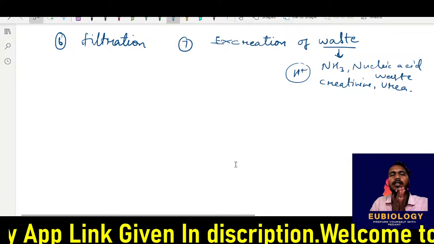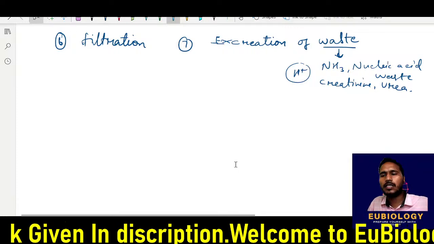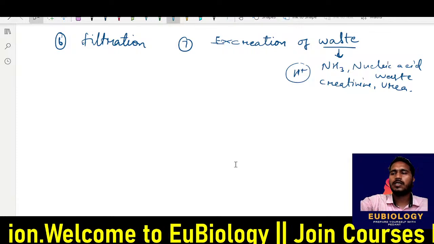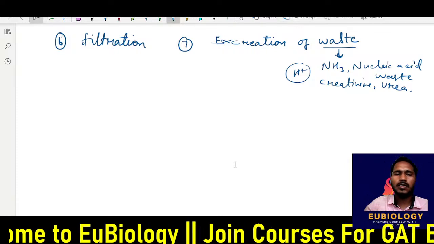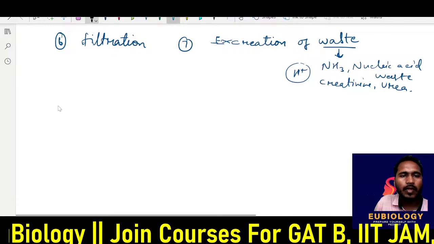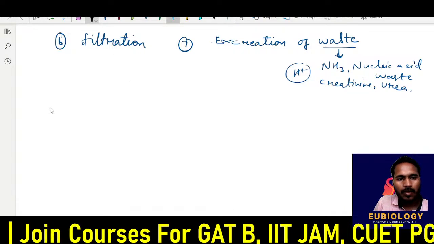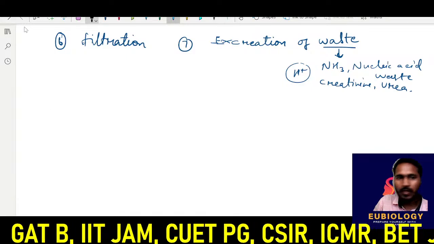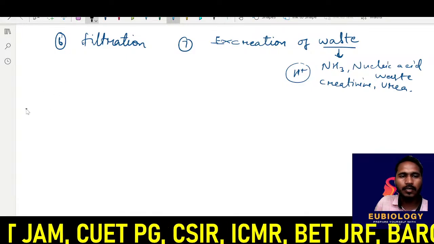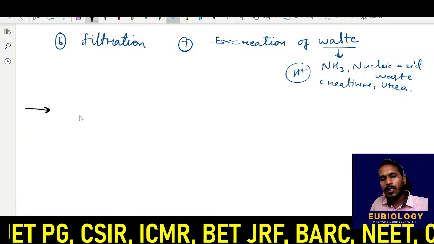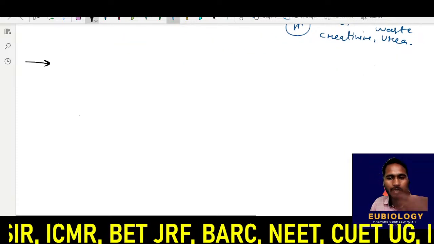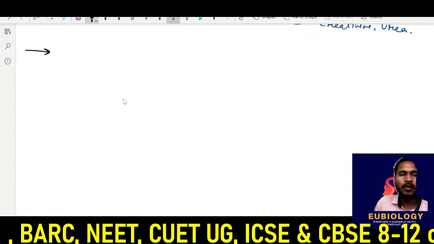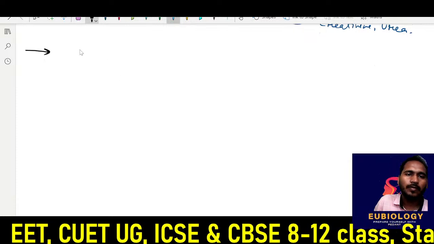So now the thing is that we have to read the structure of the nephron. I hope you understood the function till now. Again, remember the functions: erythropoietin it will release, calcitriol it will release, and soon we will see how it will maintain the blood pressure.